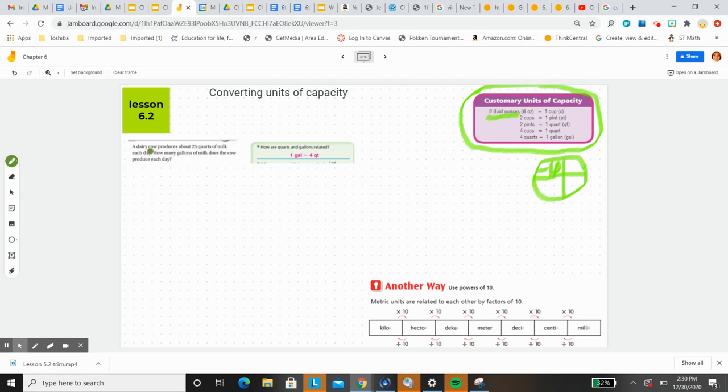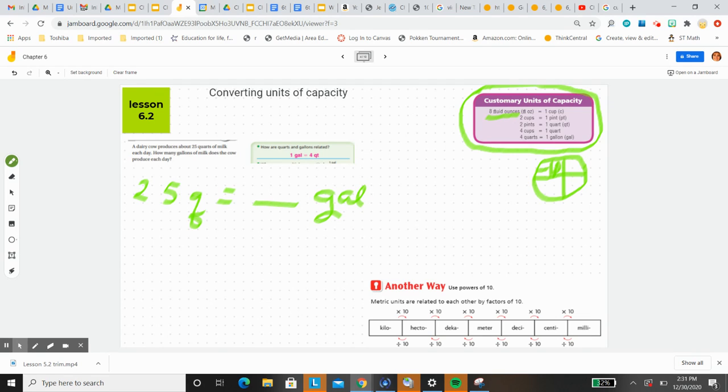Okay, let's start over here with our problem for today. It says a dairy cow produces 25 quarts of milk each day. How many gallons of milk does the cow produce each day? So we know we've got 25 quarts. We want to know the equivalent to that in gallons, okay? I'm going to put a G for gallons, okay? You can also use GAL either way.